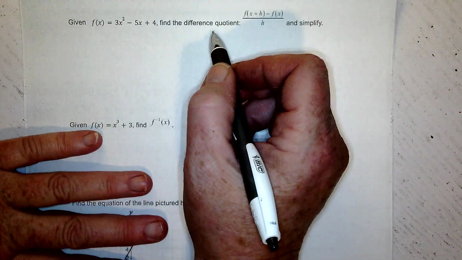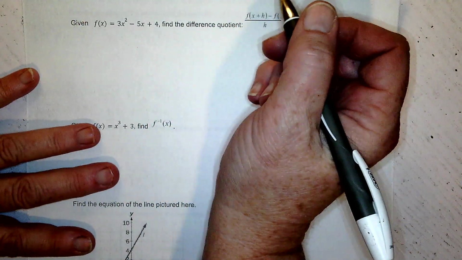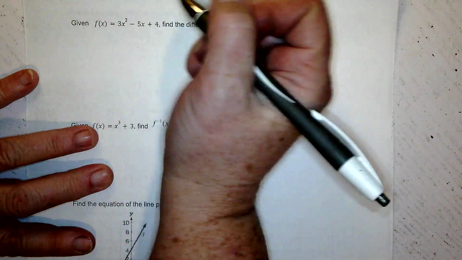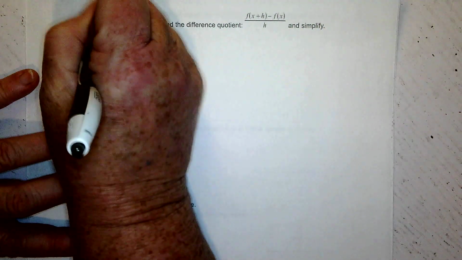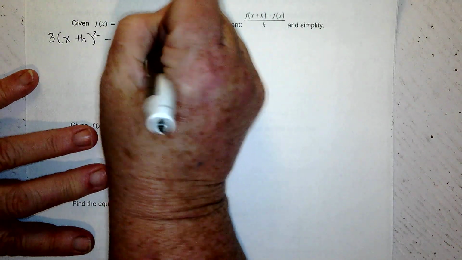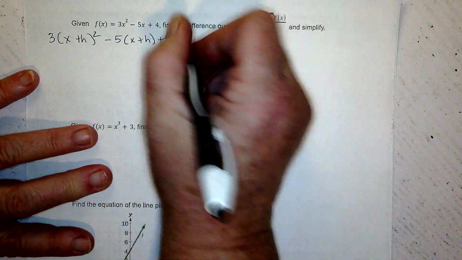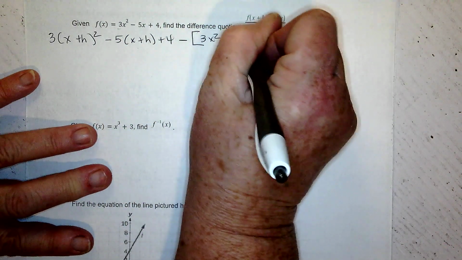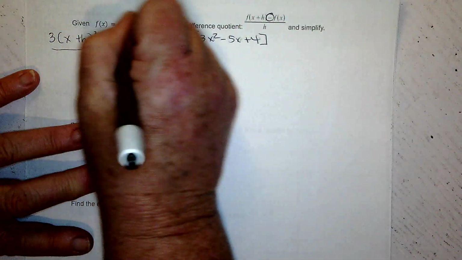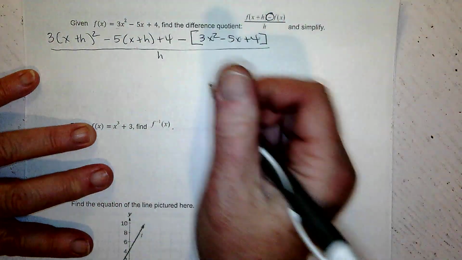We're going to do the difference quotient. That is provided to you as well on the exam. So let's go with, we're going to take 3, and then where the x is, I'm going to put x plus h squared minus 5 times x plus h plus 4. Minus, because here's the minus, and now we're going to rewrite, put it in parentheses or brackets, the entire function. And then all of this is over h.